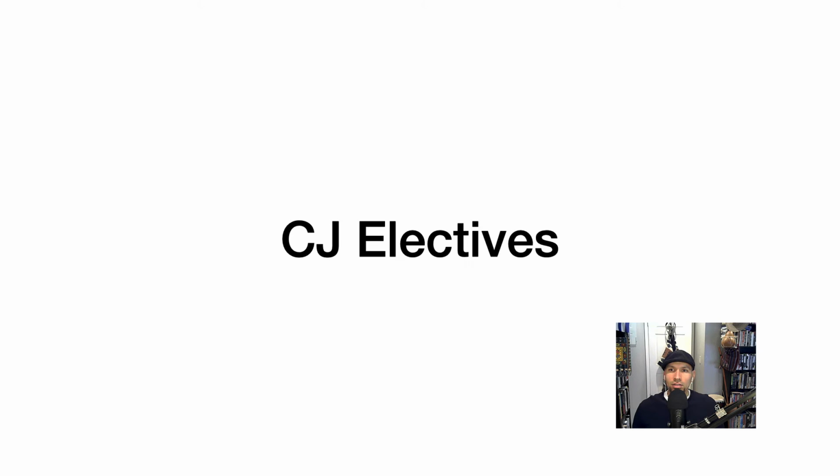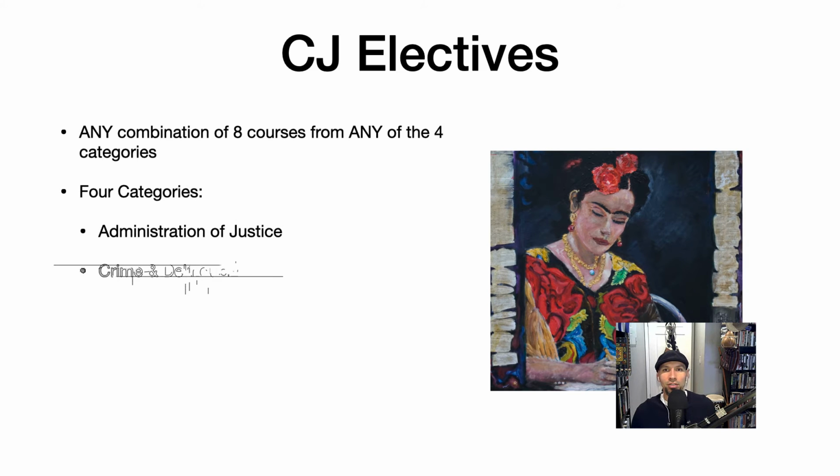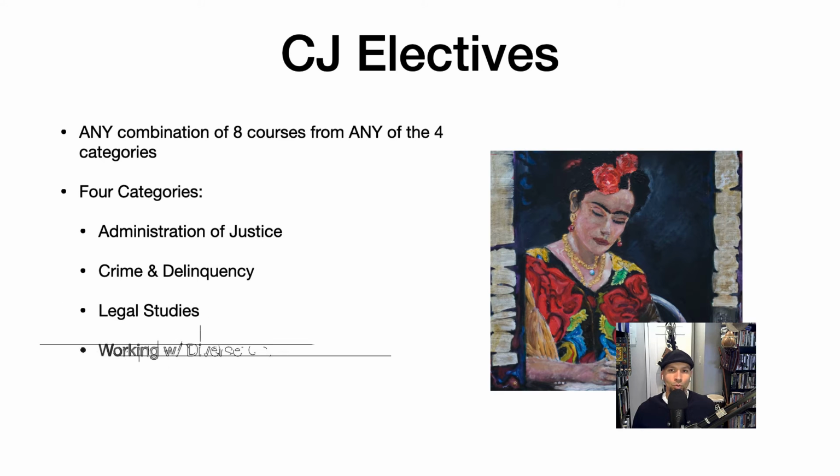Right, so let's get into CJ electives, okay? As I mentioned before, you just need to take 8 CJ electives in order to fulfill the electives requirement for this major. And you could take any 8 elective courses from any of the 4 categories. Now, what are those 4 categories? They are administration of justice, crime and delinquency, legal studies, and working with diverse communities.